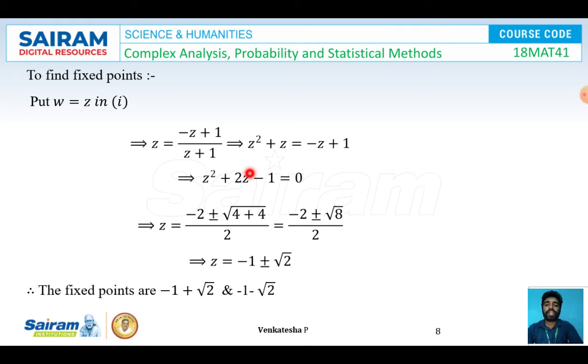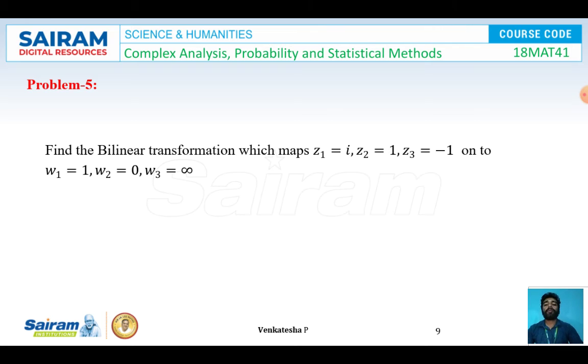So solving this equation with the formula z is equal to minus b plus or minus square root of b square minus 4ac by 2a. So taking a is equal to 1, b is equal to 2 and c is equal to minus 1, I got this equation. That is z is equal to minus 2 plus or minus square root of 4 plus 4 by 2. It will become minus 2 plus or minus root 8 by 2. It will become z is equal to minus 1 plus or minus root 2. So taking plus, I'll be getting z is equal to minus 1 plus root 2. Taking minus, I'll be getting z is equal to minus 1 minus root 2, which are the fixed points of the bilinear transformation.